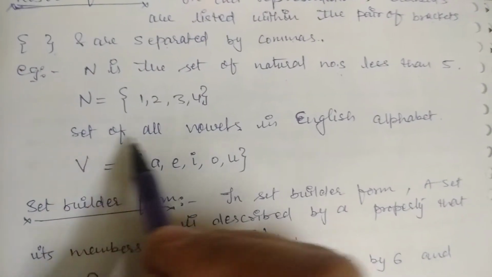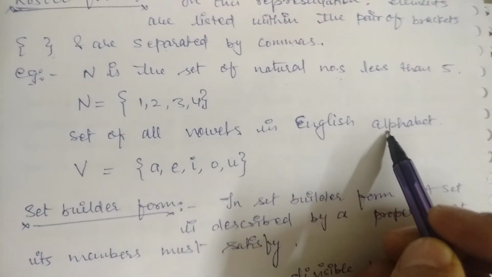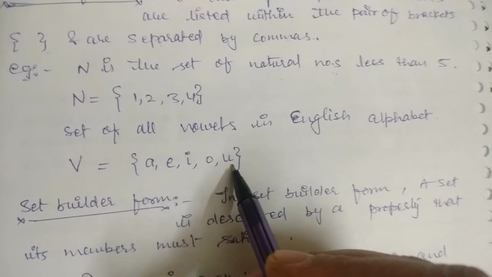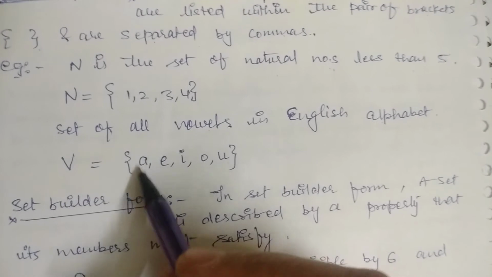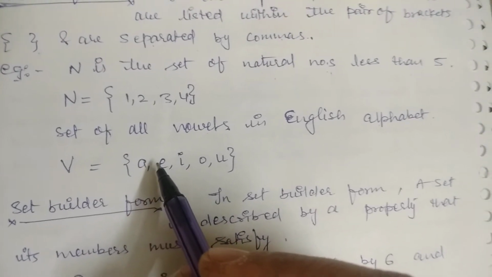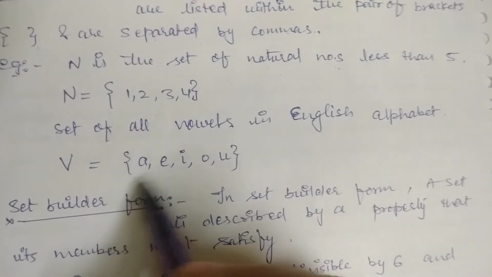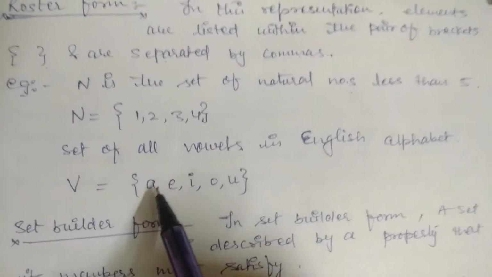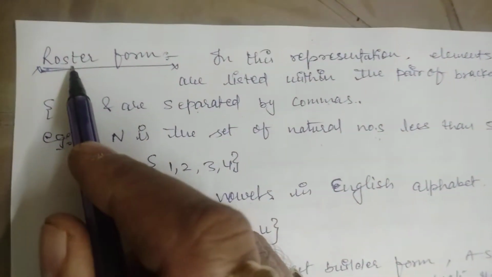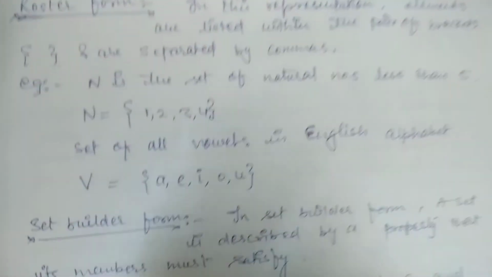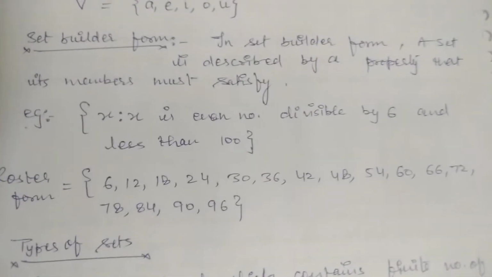Another example is the set of all the vowels in the English alphabet. So the vowels are A, E, I, O and U. So we write all the vowels by separating them with commas, A, E, I, O, U, and enclose them in curly braces. So this representation is called the roster form of representing the set. Now the other one is the set builder form.